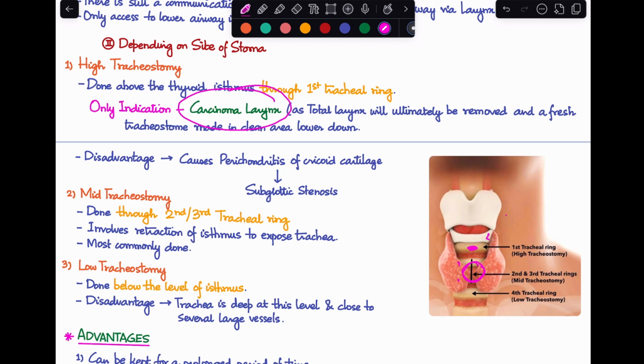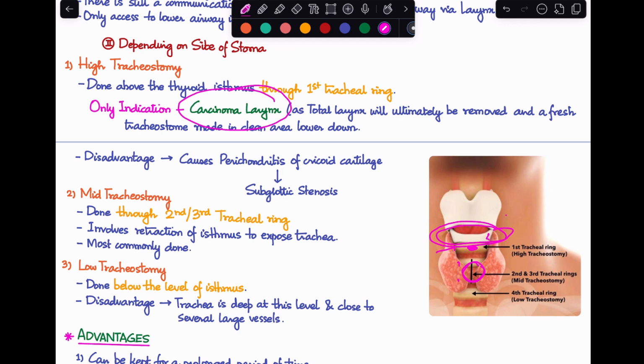laryngectomy or a total laryngopharyngectomy, the larynx anyway has to be removed completely, and we need to make a fresh tracheostome in a clearer area lower down. In these cases only, we'll perform a high tracheostomy. Now, why is high tracheostomy not a common procedure? That's because if you see just above the first tracheal ring, this is the cricoid cartilage.